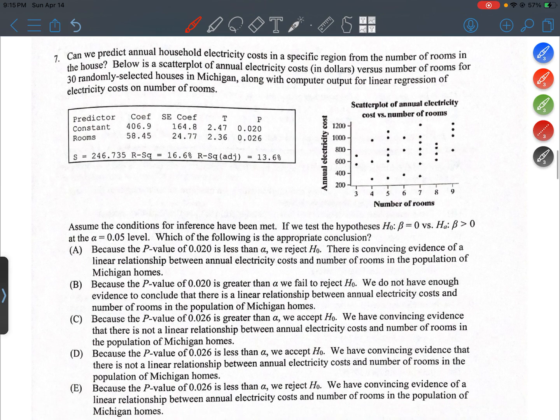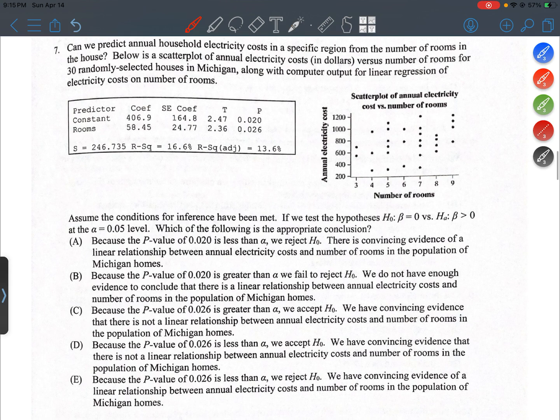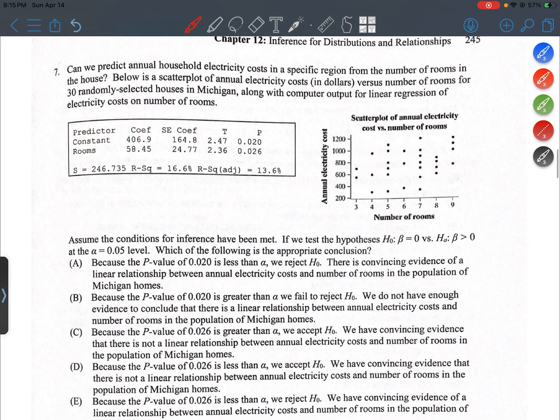Okay, so let's just label a couple things. This value here is our statistic. It's the slope of the sample regression line. This is the standard error for that statistic. We call it SEB. This is the test statistic. And then this is the p-value. However, this is a p-value for a two-sided test.